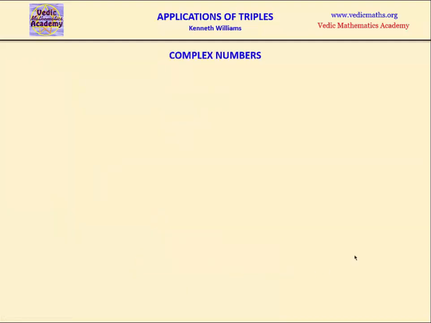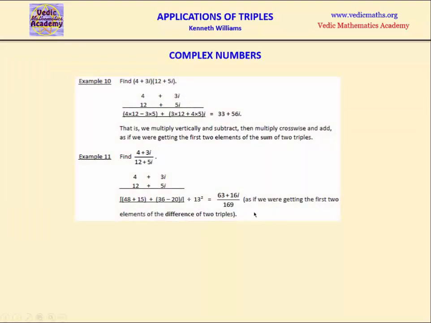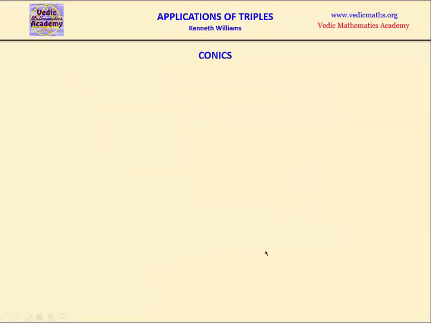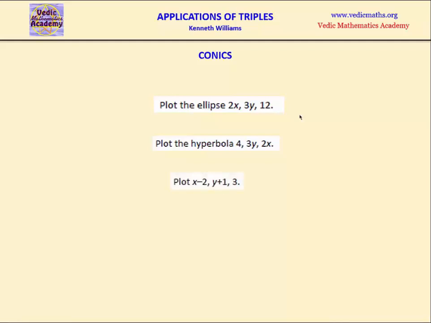Complex numbers, triple addition is the same as multiplying complex numbers, and triple subtraction is like dividing. And we can do square roots too and write the answer straight down using the half angle triple. Conics, this triple here actually represents an ellipse. We can do hyperbolas and parabolas and offset circles like that. And also arbitrary equations which satisfy Pythagoras, they have the triple method applied to them too.